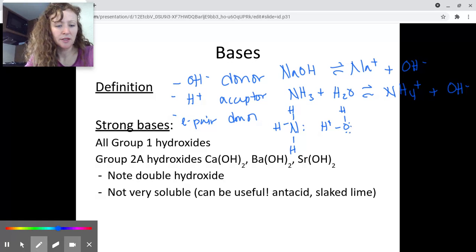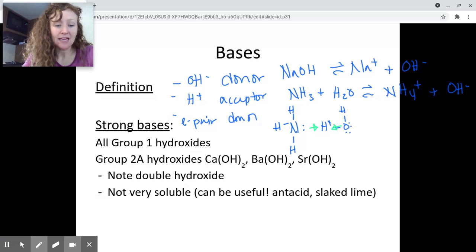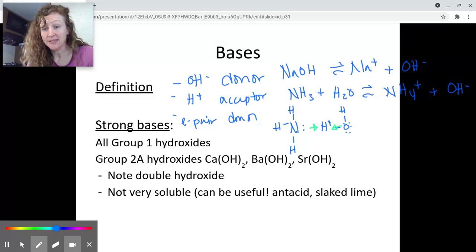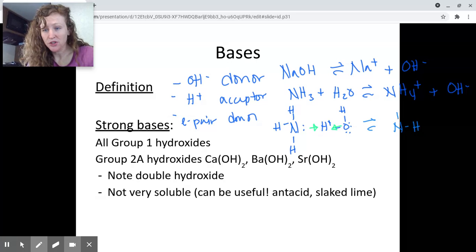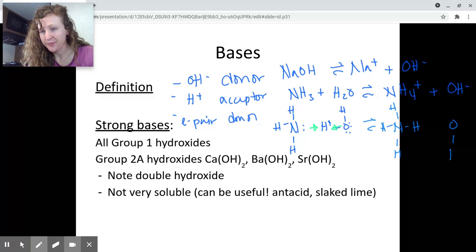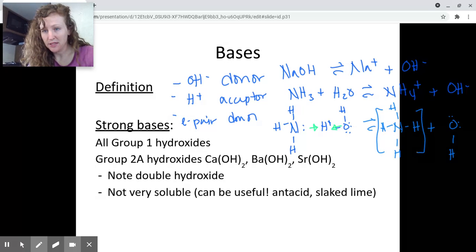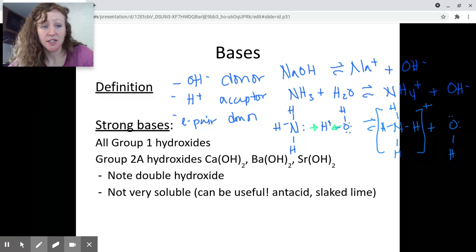It's going to accept or battle with the hydroxide for that hydrogen. And sometimes, not often, but sometimes, ammonia is going to be successful in pulling that hydrogen off of water, leaving that hydroxide group by itself and forming the ammonium ion. So ammonia serves as a good example for both the Bronsted-Lowry acceptor definition of a base as well as an electron pair donor definition of a base.